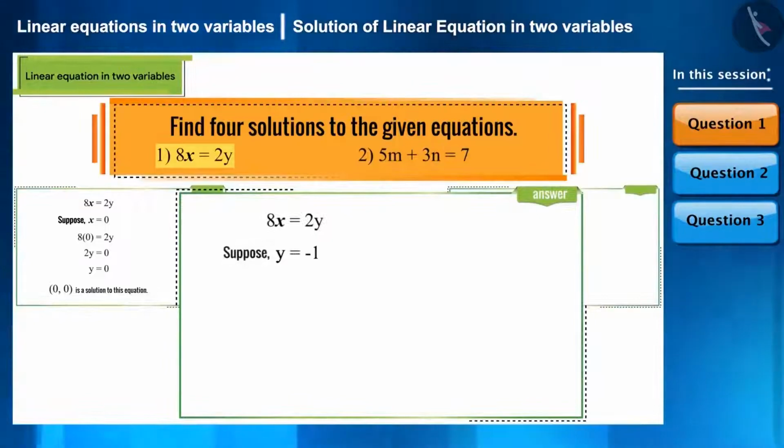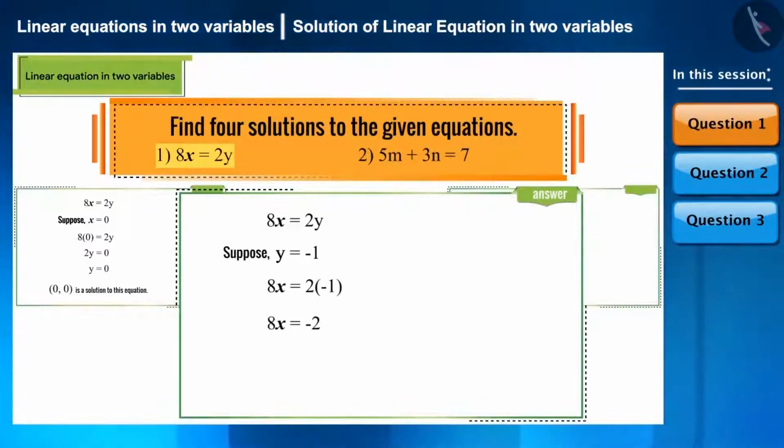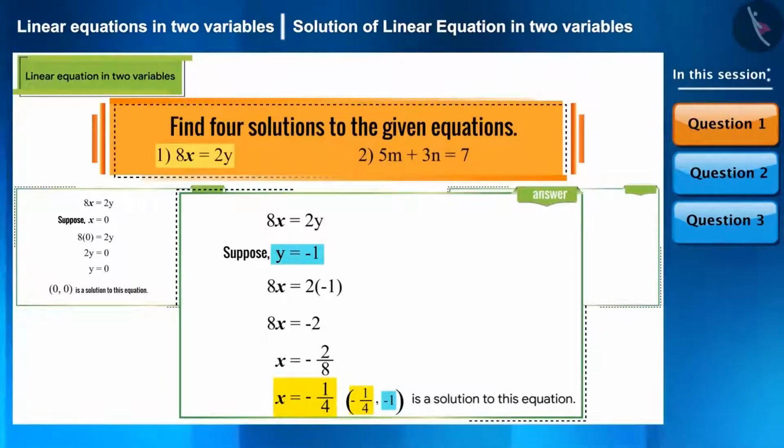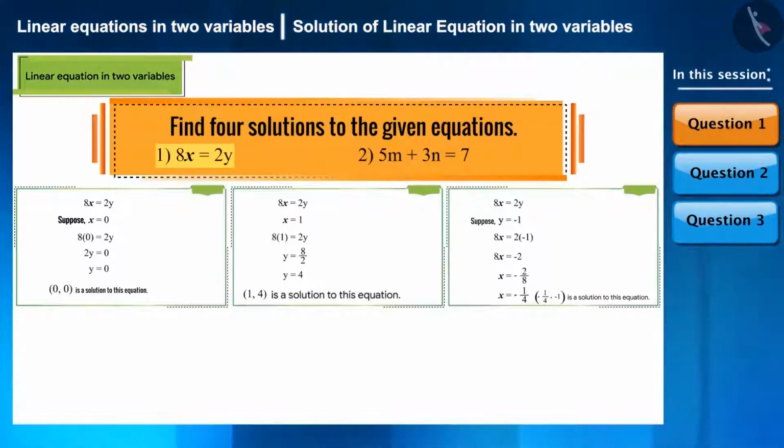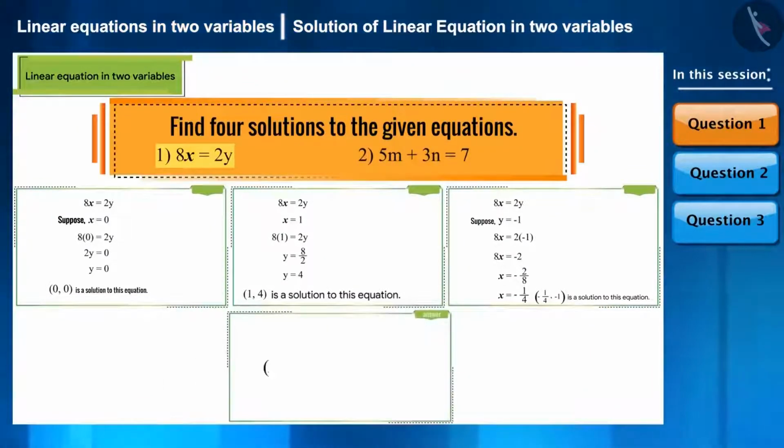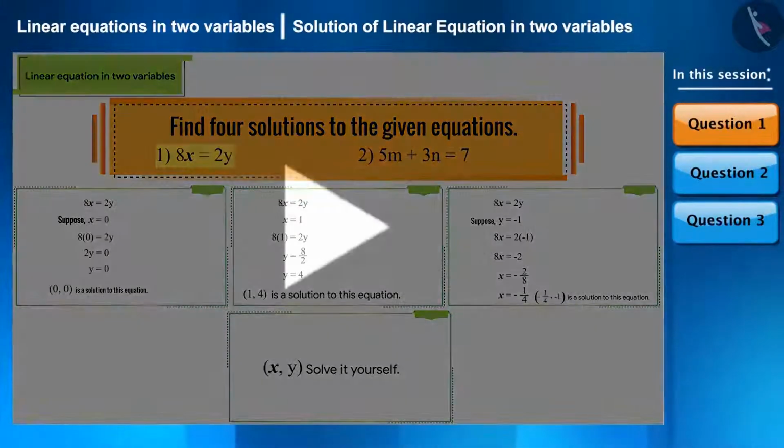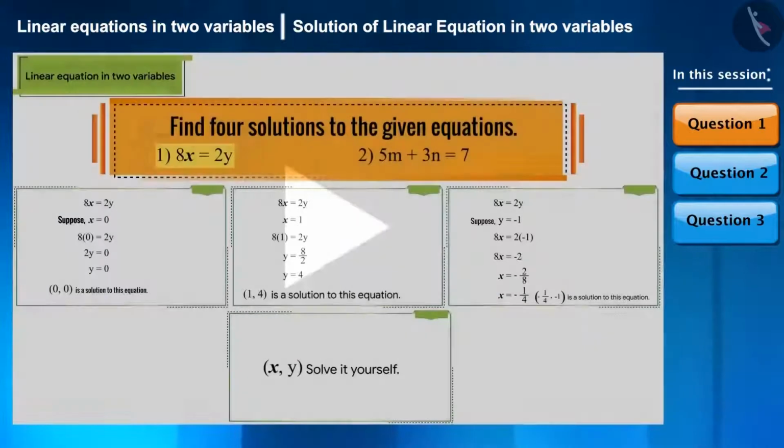Now, let's consider the value of y as -1 and substitute it in the equation to find the corresponding value of x. The value of x obtained is -1/4. Hence, (-1/4, -1) is another solution. So far, we have obtained three solutions to the given equation. Find the fourth solution by yourself. You can also pause the video to find the solution.